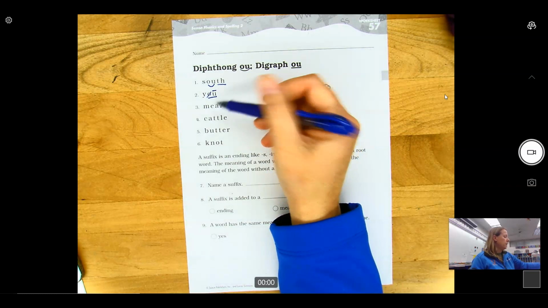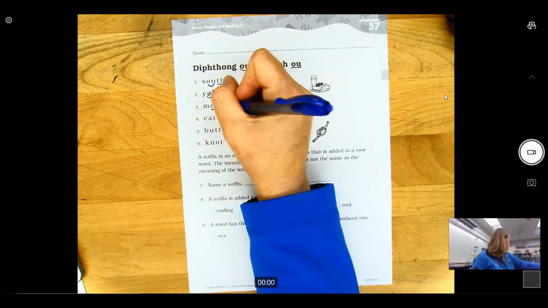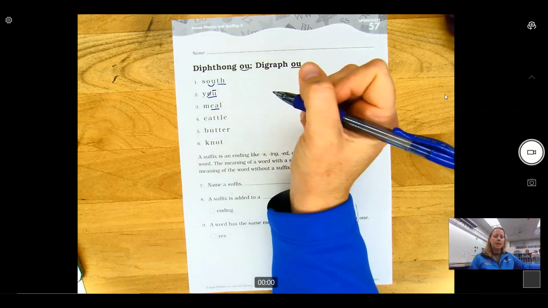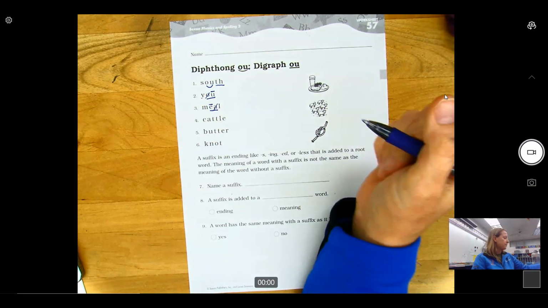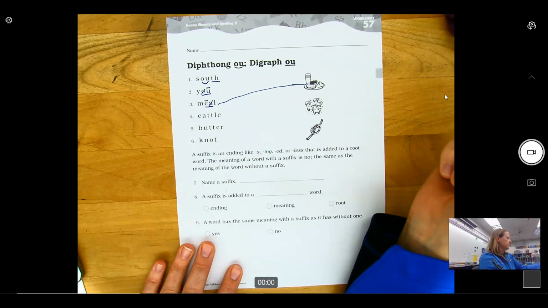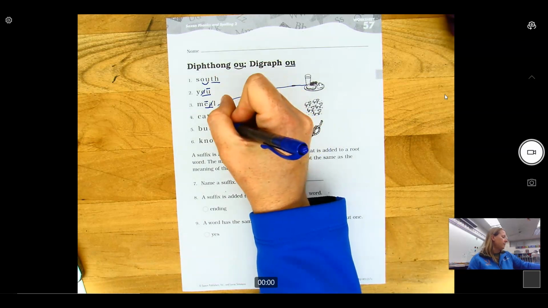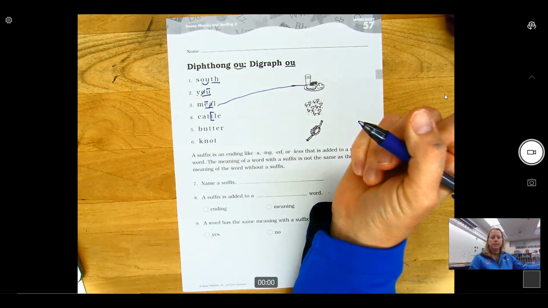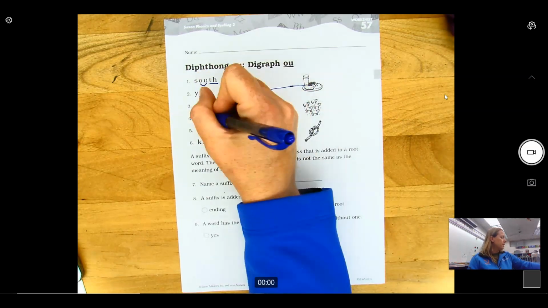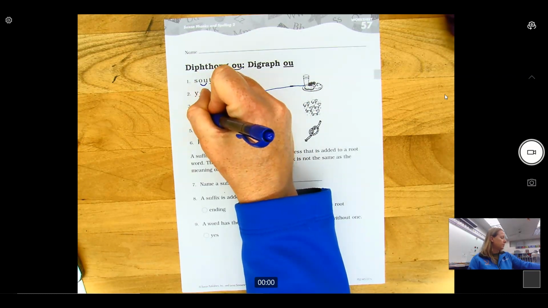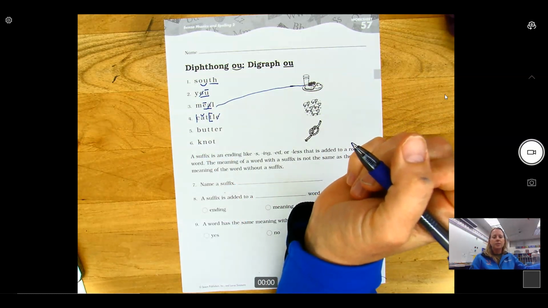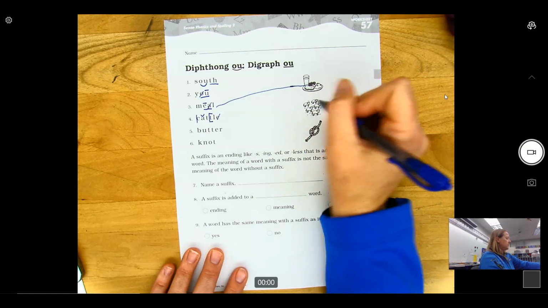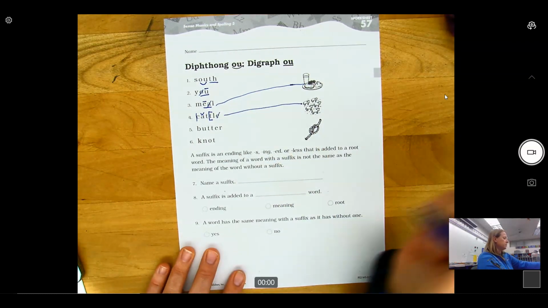Here we have digraph EA. What sound is EA making? Eel, meal, making the long E sound, cross out the A. This is a meal. We have a final stable syllable, cross out the E. When a vowel is followed by a consonant, I code it with a breve. This C is followed by an A, so that means I put a K back on the C, and now I can say this word as cattle, cattle. And this is a group of cattle, which is a group of cows.